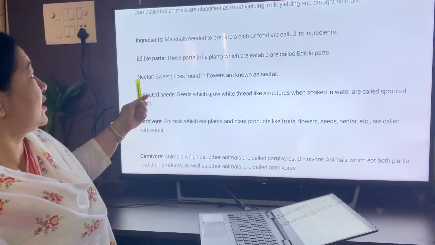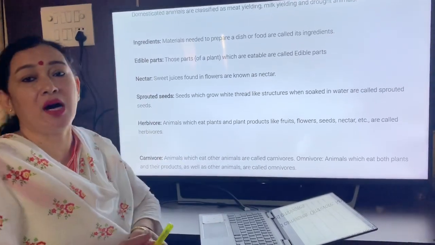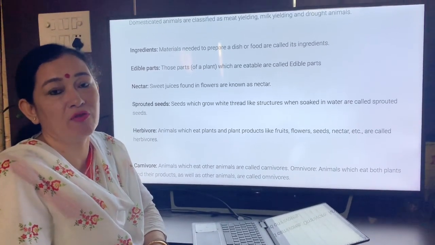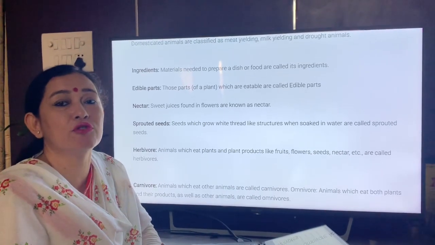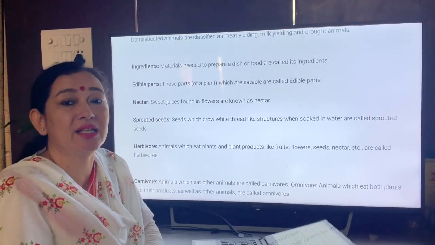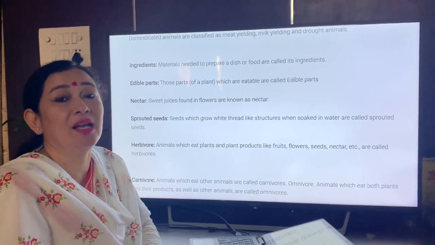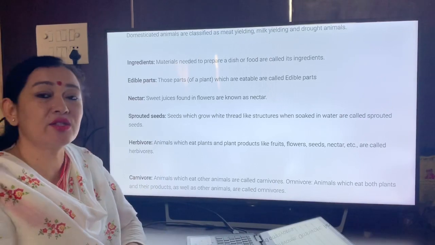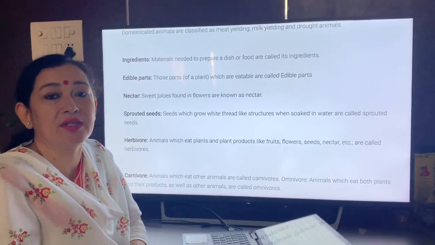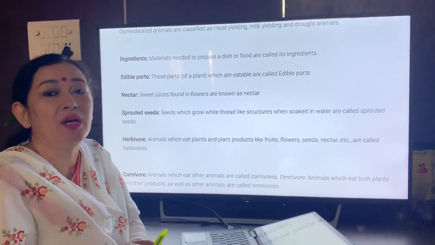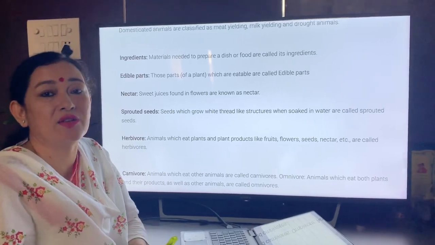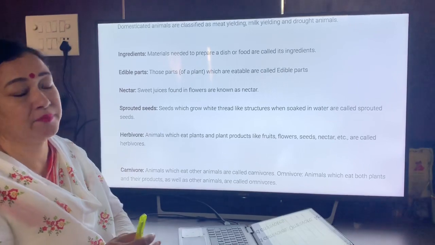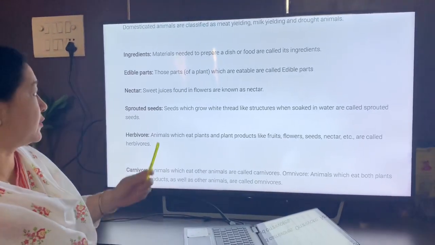Now, the next thing is edible parts. The parts of the plants that can be eaten by us are called edible. For example, we can eat fruits of certain plants. We can eat leaves of certain plants like spinach. Now, next is nectar. Nectar is the sweet juice that the flowers contain. Honeybees collect this nectar from the flowers and store it in their hives and make honey out of it.